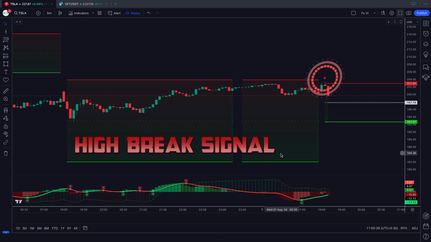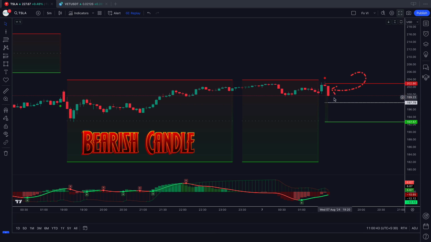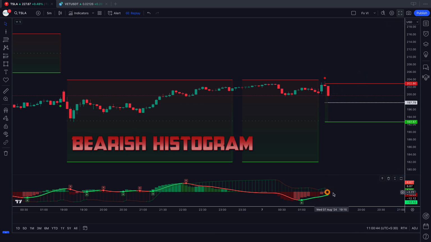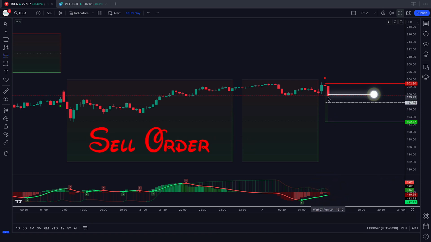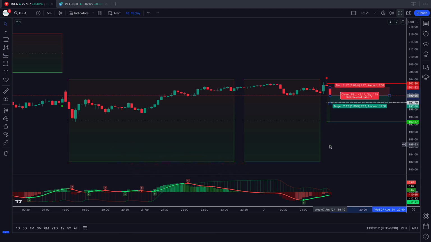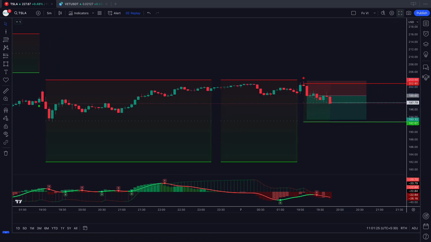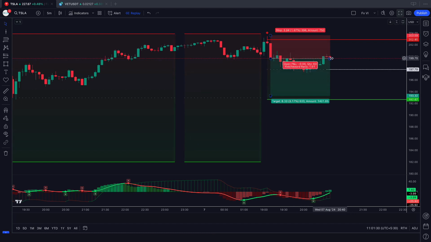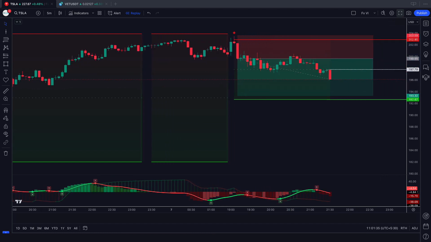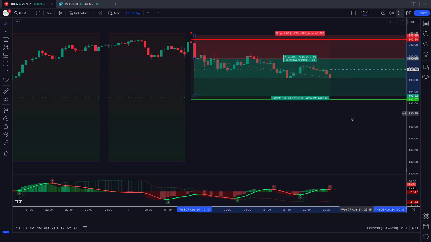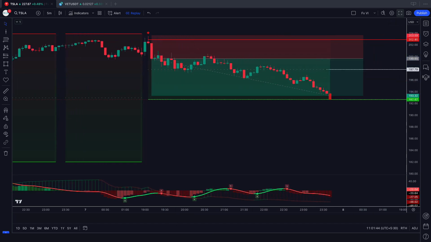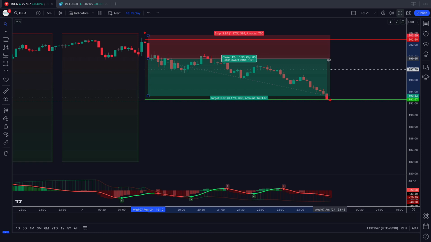The market breaks the high of the daily high and low indicator and gives a signal. The market has made a bearish candle to give confirmation, and the trend histo bars of the Extender BT indicator is a bearish histogram. All these conditions are met, so we will place a sell order. Our stop loss will be placed at the current market's higher level, and the risk to reward ratio will be 1 to 1.5. The market has completely hit the target. Now we will find other trades.